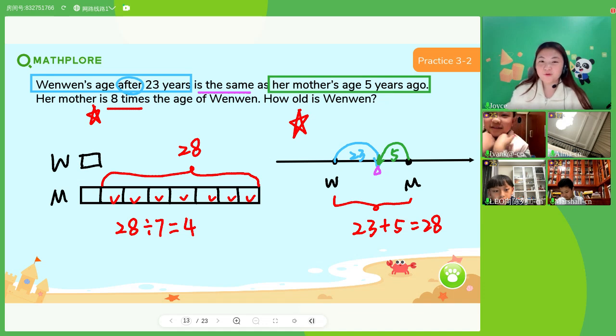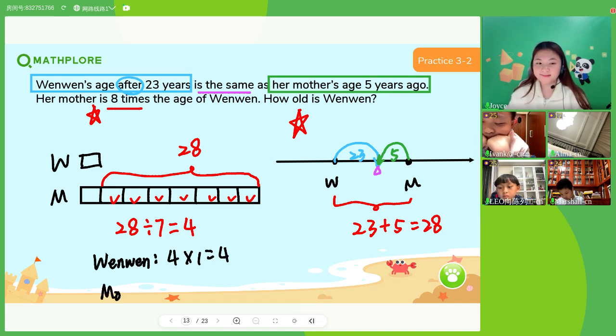And the question is asking how old Wenwen is. So can you tell me how old is Wenwen? 4. Yes, only 4, right? Only one segment, so 4 times 1, only 4 years old. And by the way, can you tell me how old is the mother? How old is the mother?